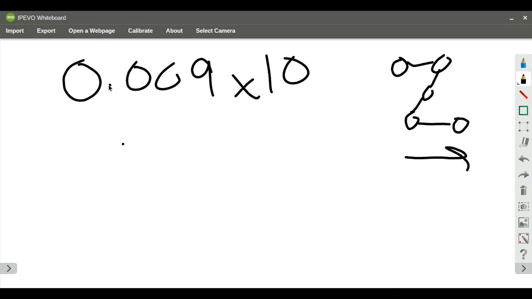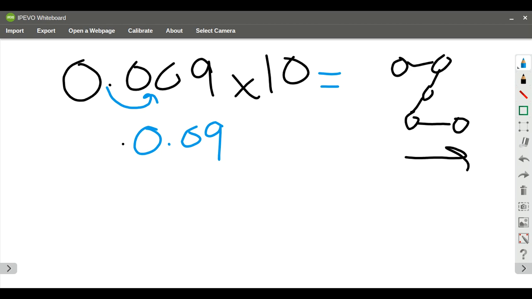So here I'm going to move my decimal, and don't be afraid to actually draw the arrow to show you. When I multiply by 10, I'm going to move the decimal one place to the right. And so my answer is now going to be 9 hundredths because I have increased my value by 10. Because 9 thousandths is 10 times less than 9 hundredths.